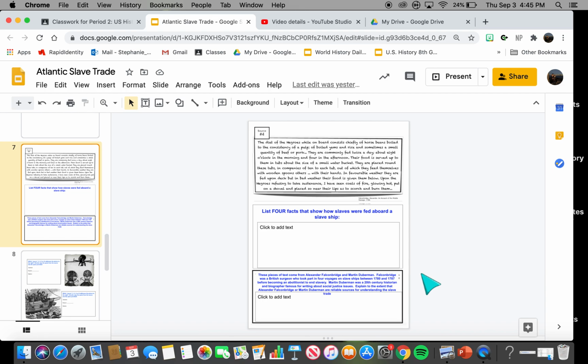Explain the extent that Alexander Falconbridge or Martin Duberman are reliable sources for understanding the slave trade. So why do you think what they said is reliable? Give me some evidence of why it might be reliable, meaning why might this be more true than somebody else that wasn't there?